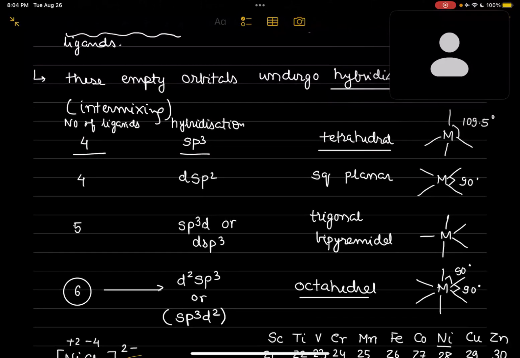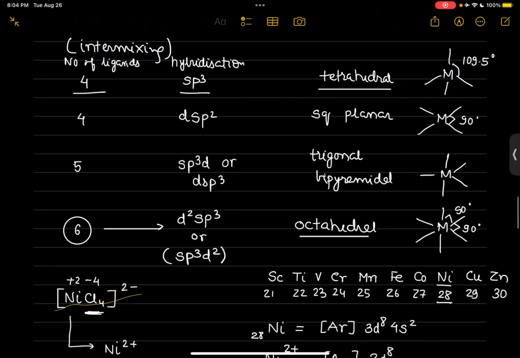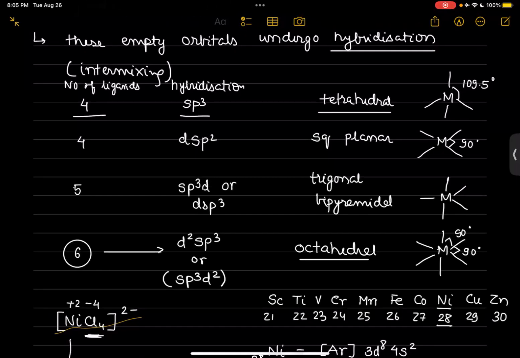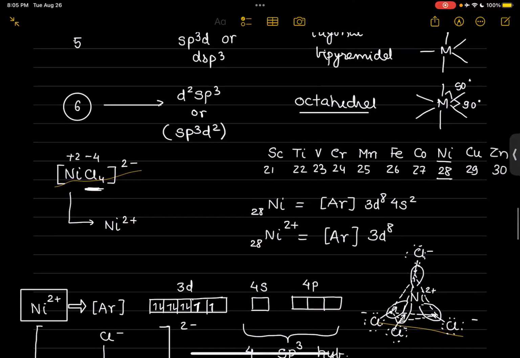And these empty atomic orbitals undergo hybridization. That's what we have seen. So they undergo intermixing. The purpose of hybridization is to make them homogeneous so that they can form the bonds well. So depending upon the number of bonds, which is the coordination number, you need to take that many empty atomic orbitals, that we have seen in the last class.